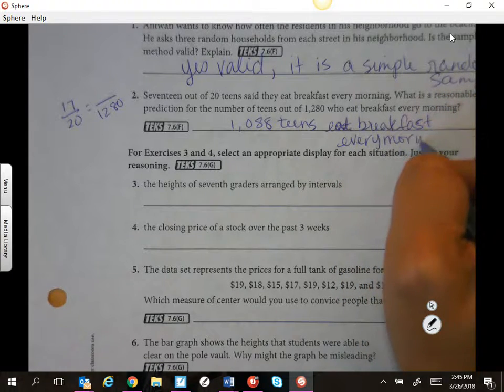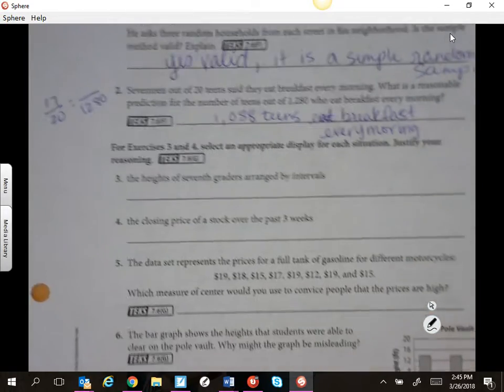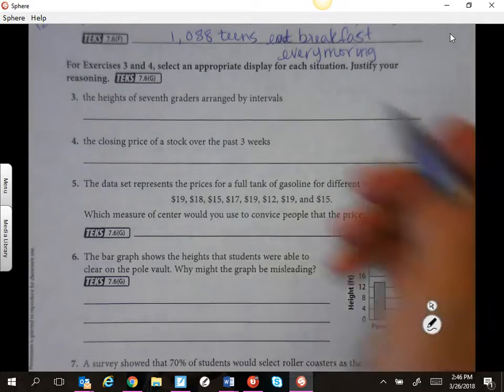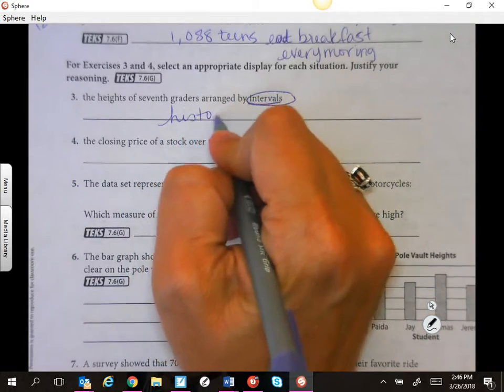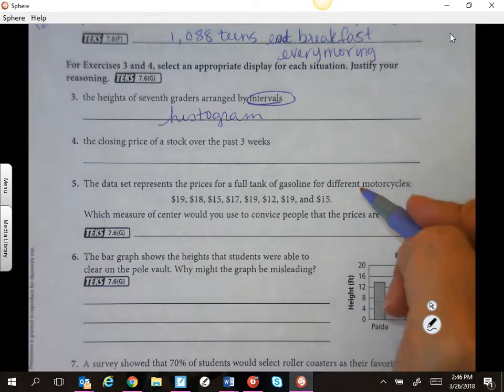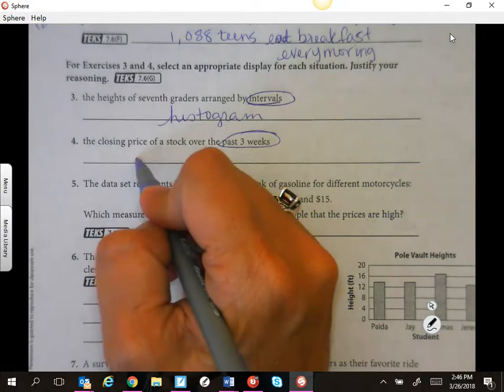The next one is talking about the appropriate displays, and we did this on Friday last week. The heights of 7th graders are arranged in intervals. Keyword here is intervals, so this is going to be a histogram. Closing price of stock over the past 3 weeks over time is going to be a line graph.